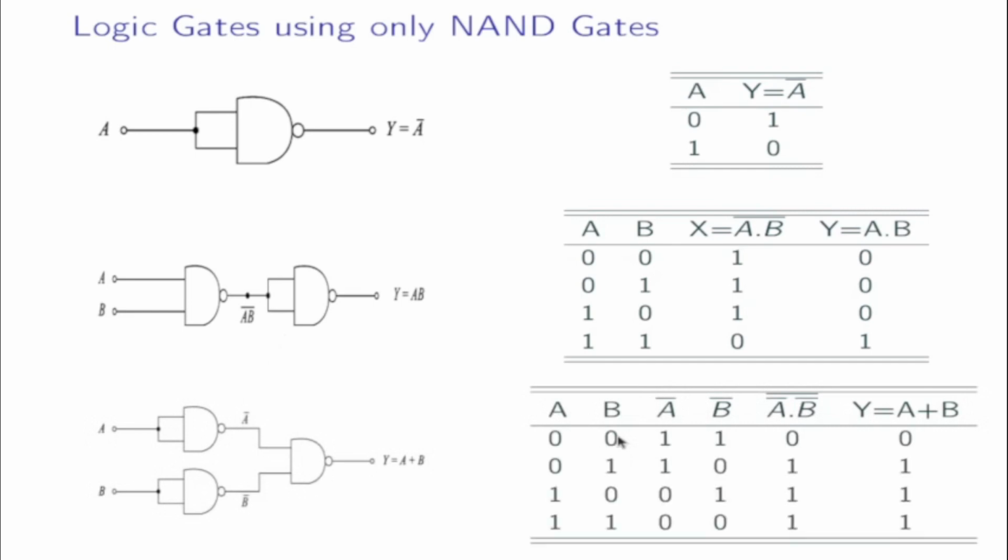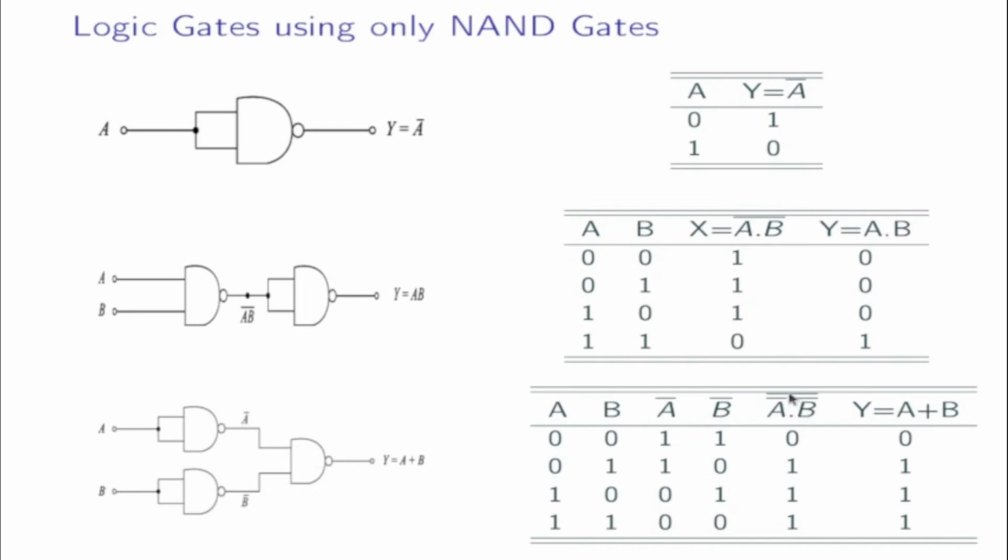Here the output is of an OR gate. So this structure will act as an OR gate. Here A and B are given to NAND gates. So this will be A bar and this will be B bar. So here you have A bar, B bar, all conjugate.